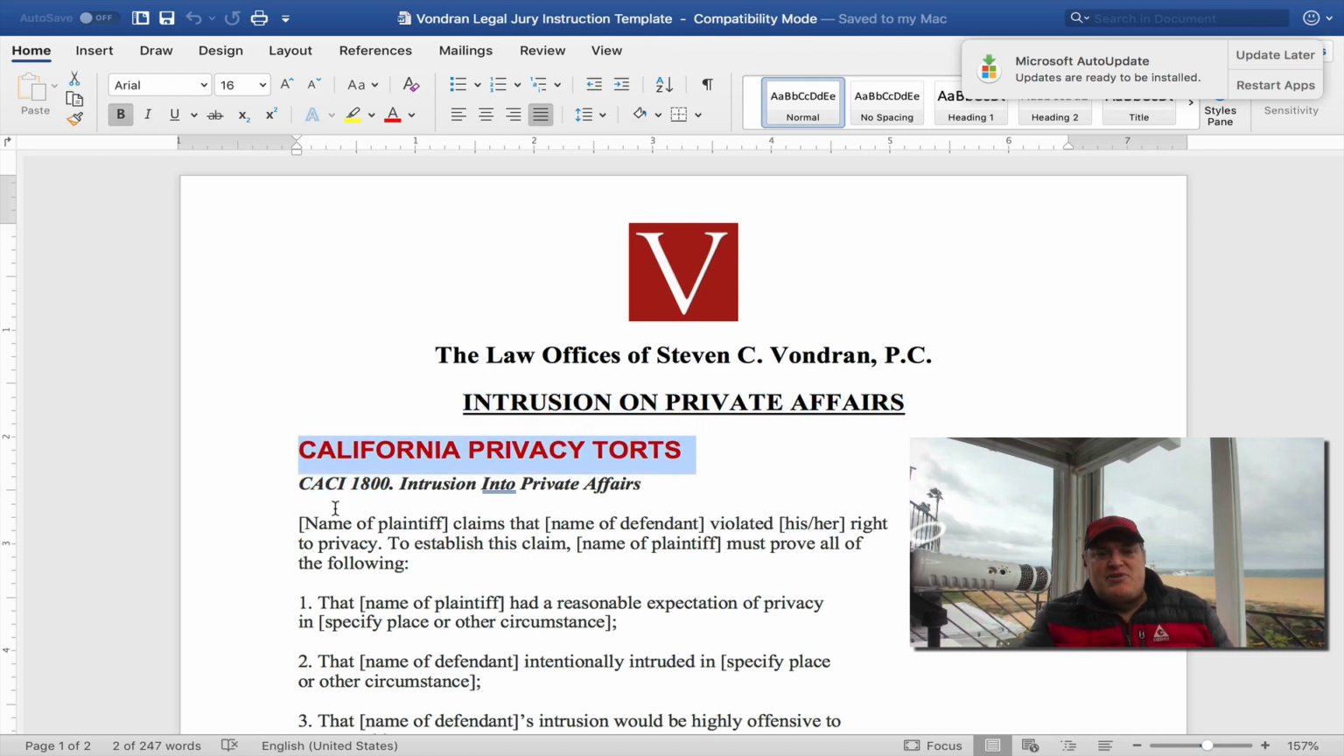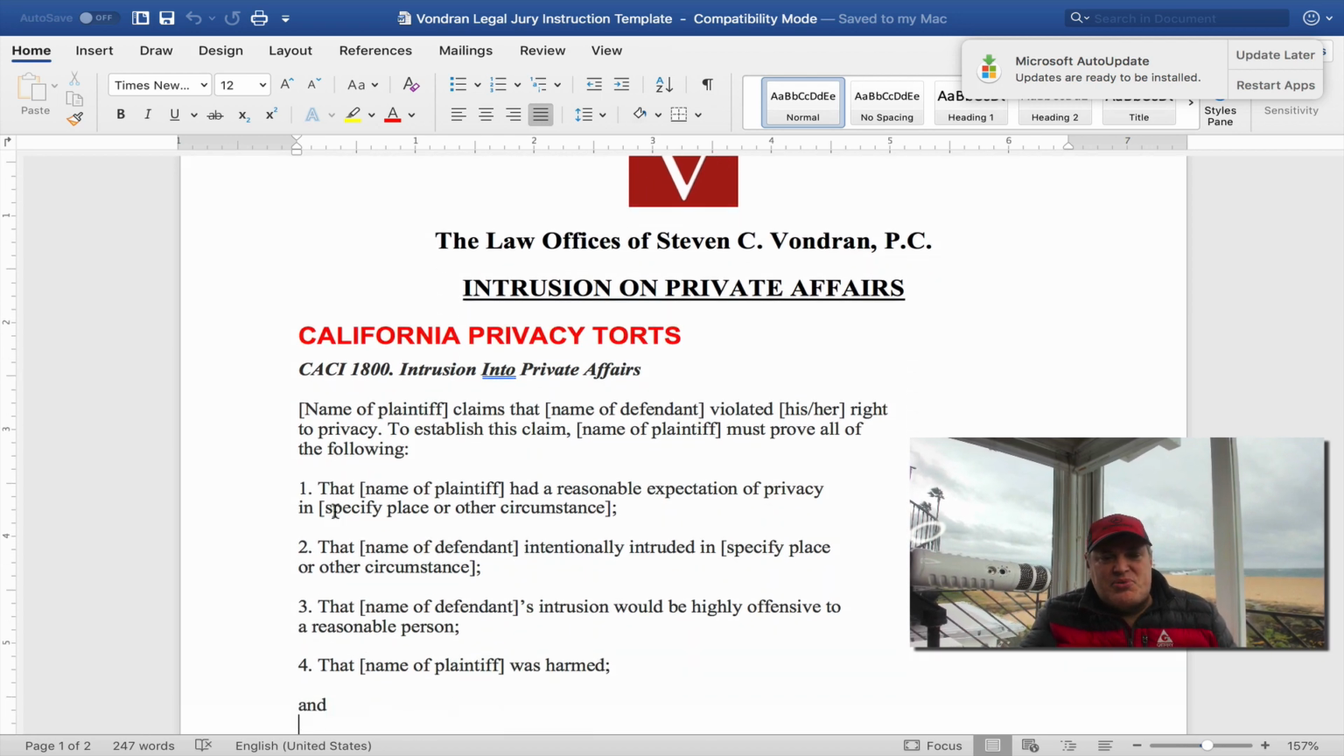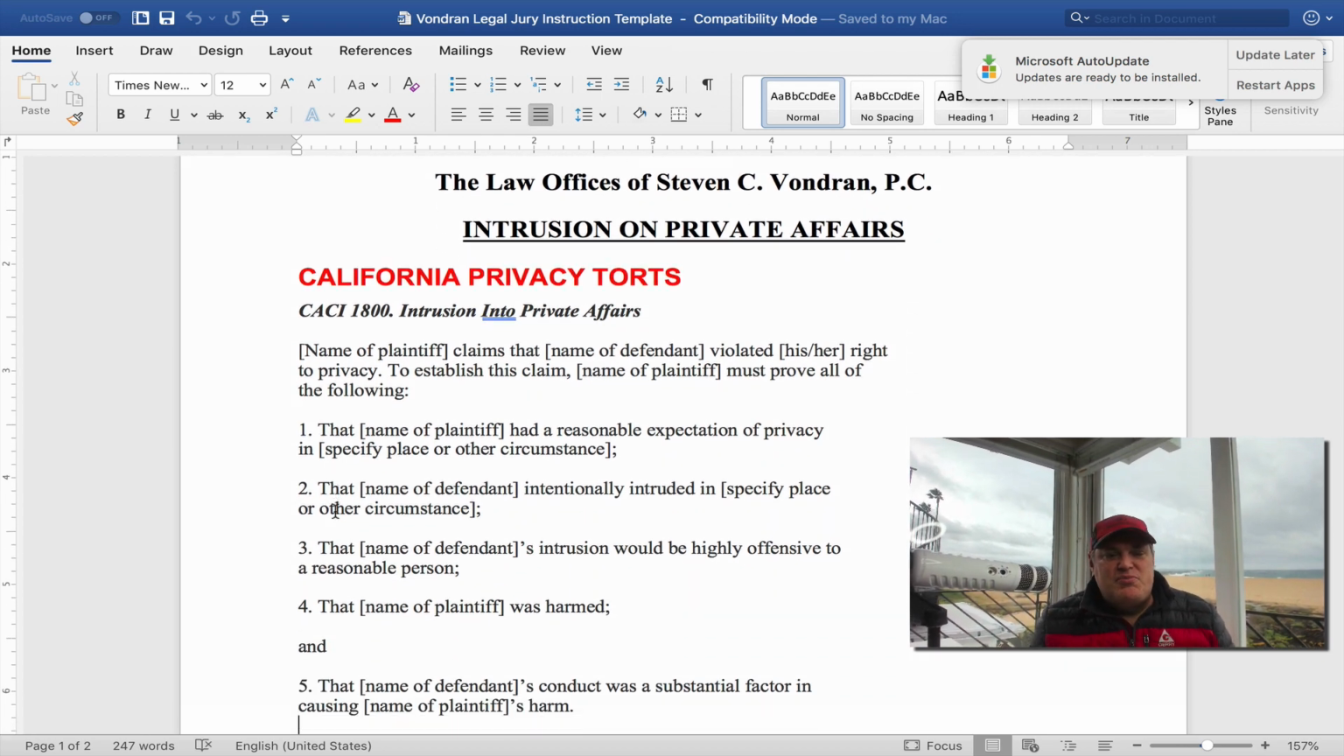Here's California privacy torts. Let's go down and take a look at the elements a plaintiff will have to prove if they've tried to bring a privacy claim in the state of California. So this is a tort. This is one person or one company doing something wrong to another person or another company. Civil litigation, okay? At any rate, plaintiff claims that the defendant violated his or her right to privacy.